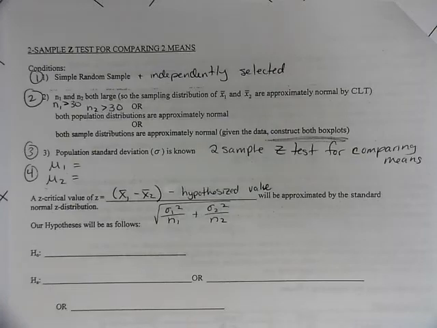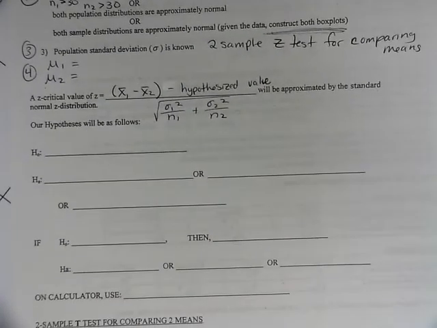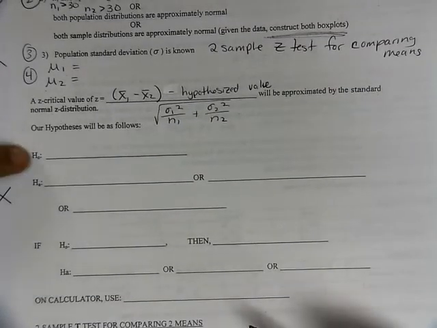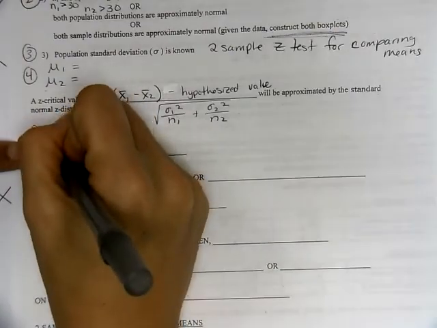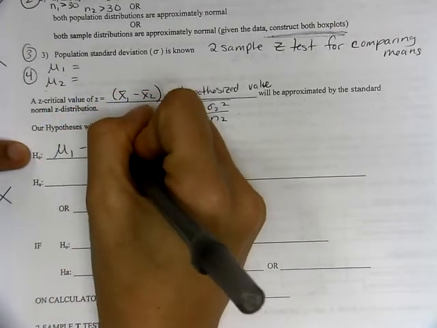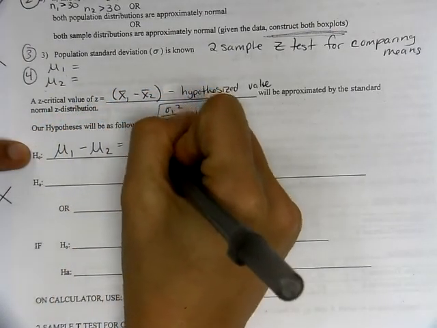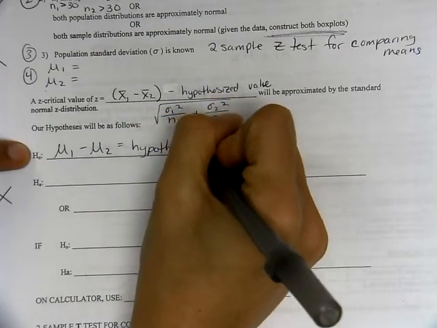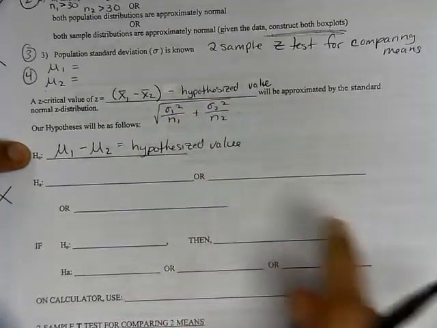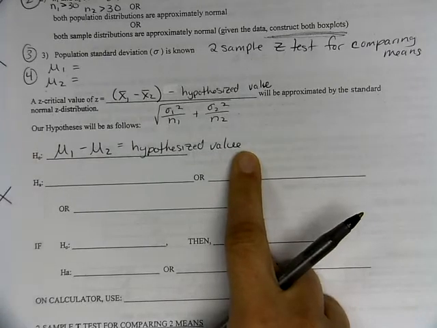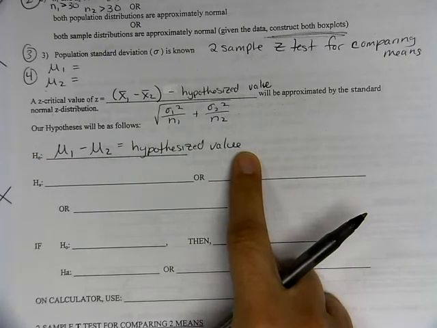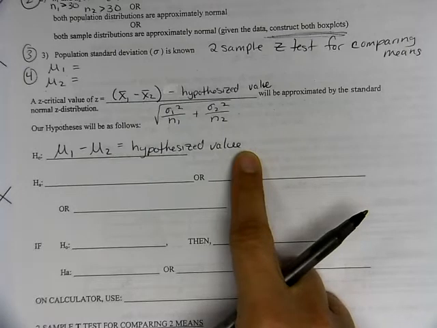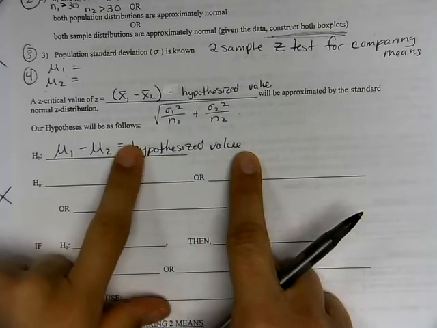Everything else is the same. The H0 and the Ha, there's 2 ways to write it. I'll show you both, and then I'll tell you which one most people end up doing. Usually our null hypothesis is mu1 minus mu2 is equal to some hypothesized value. This would only work if the question was like, I want males to make $1 more than females. That's what I'm trying to prove. Then that's your hypothesized value.